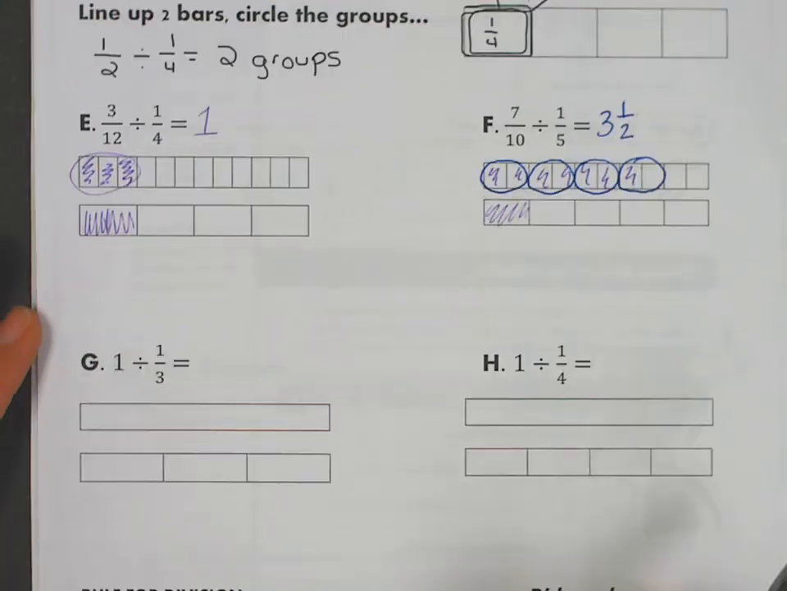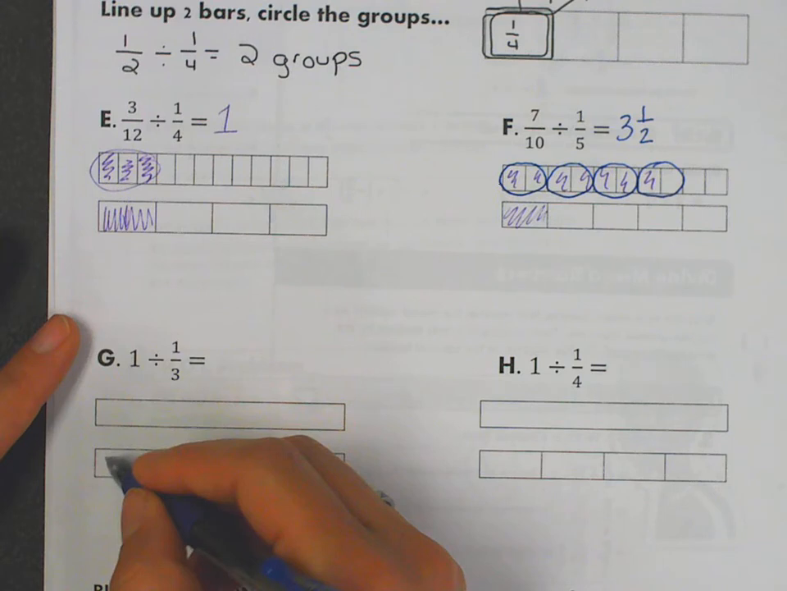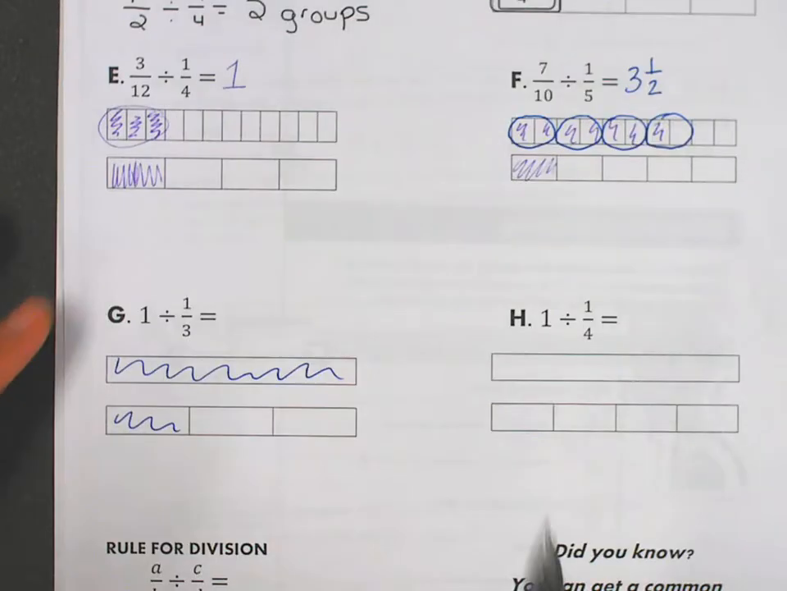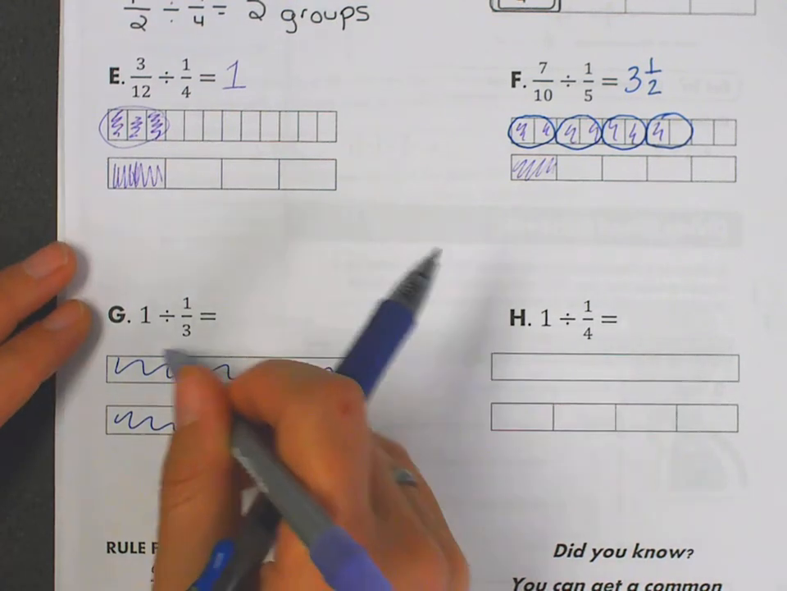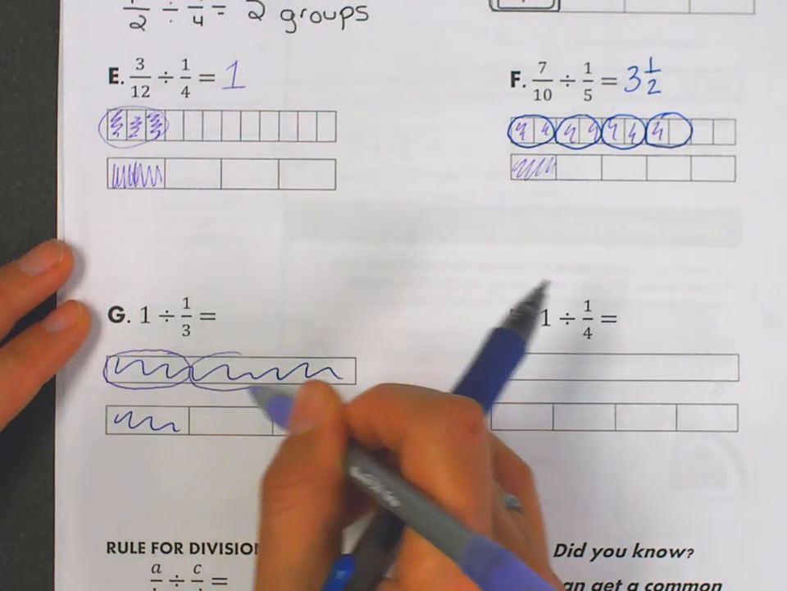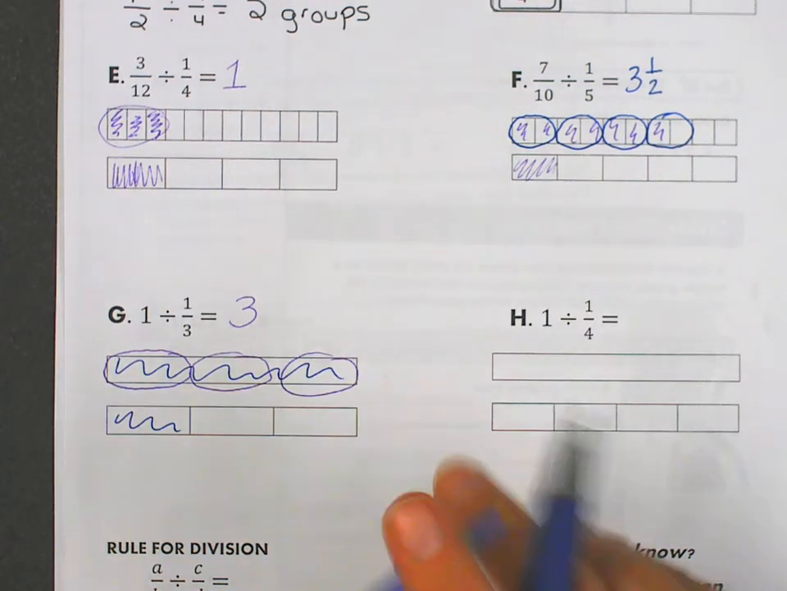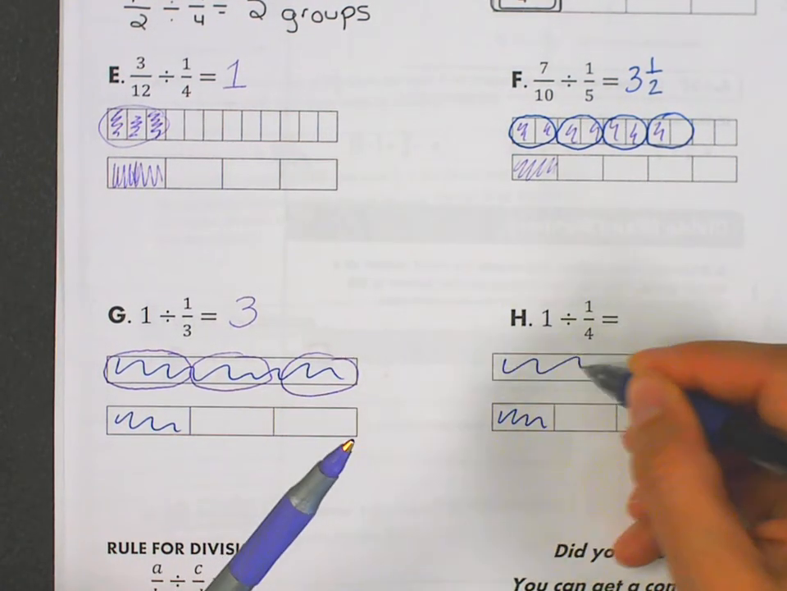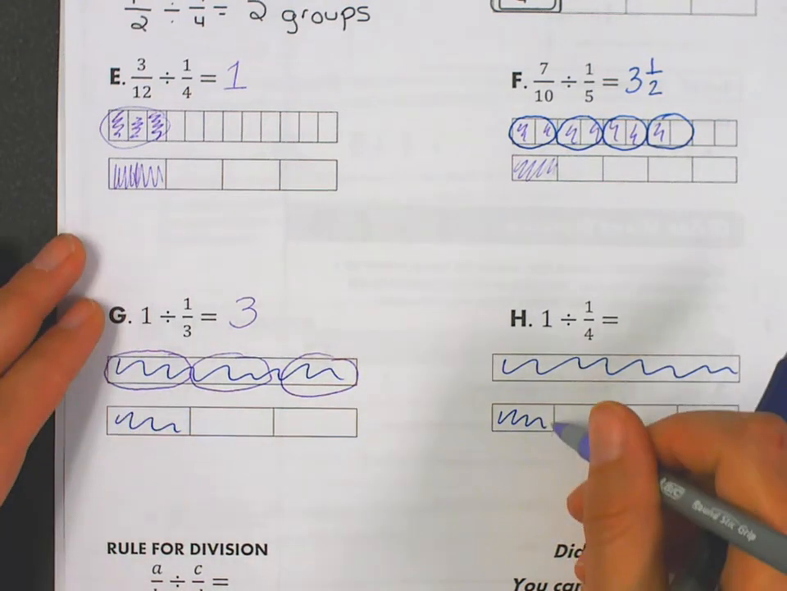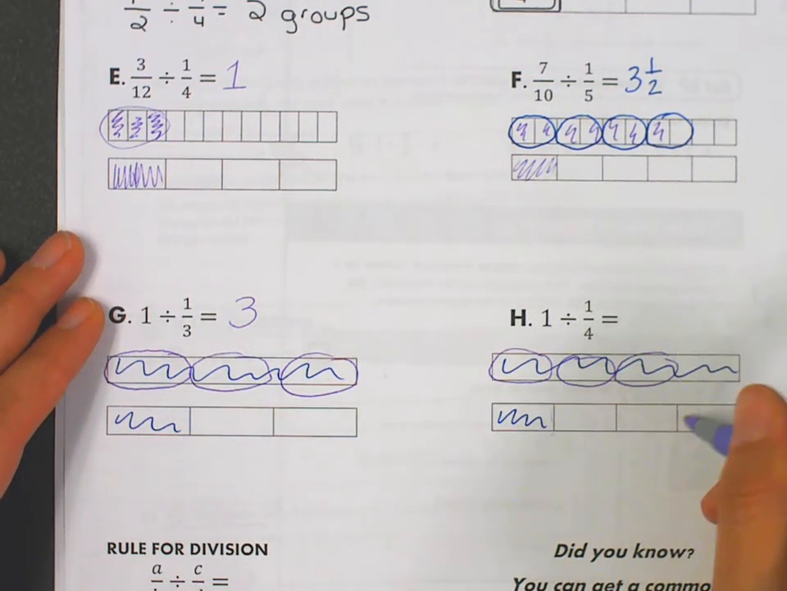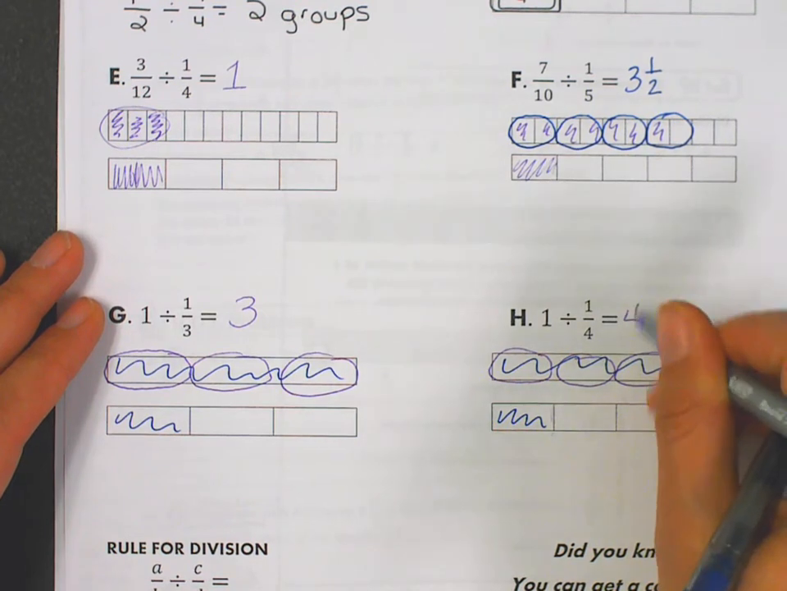Okay. All right. How many thirds fit in one whole? Well, I'd like to circle it so I can see 1 right here, 2, 3. 3 will fit in. How many fourths fit into a whole? I can see this 1, 2, 3, 4 times.